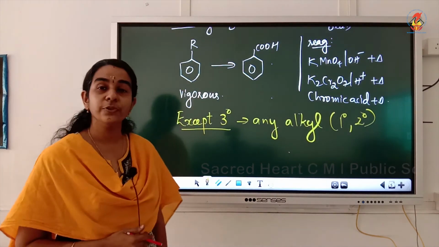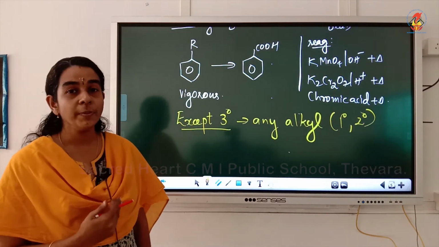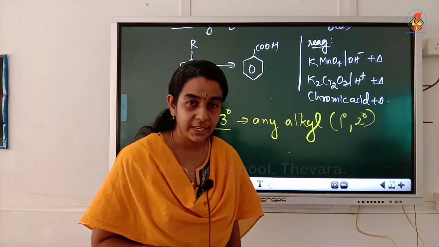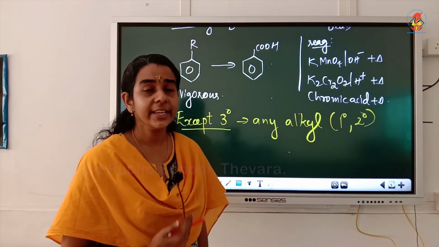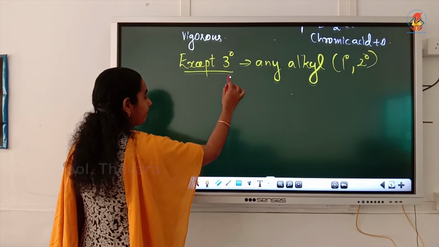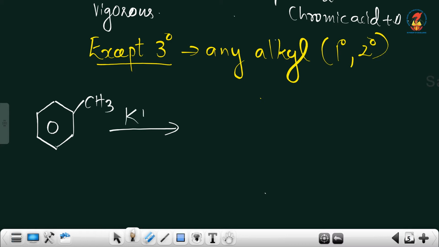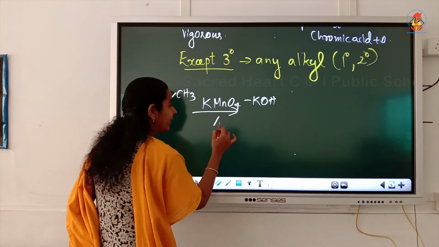The reagent used for side chain oxidation is heating with a strong oxidizing agent, and the common reagent that we use for side chain oxidation is alkaline KMnO4 and heat. For example, if there is a methyl group on the ring, the reagent we can write as KMnO4-KOH, or we can simply write it as OH minus, and heat.